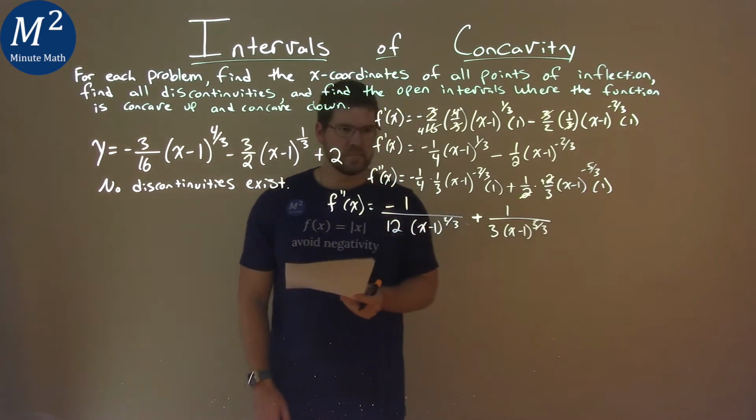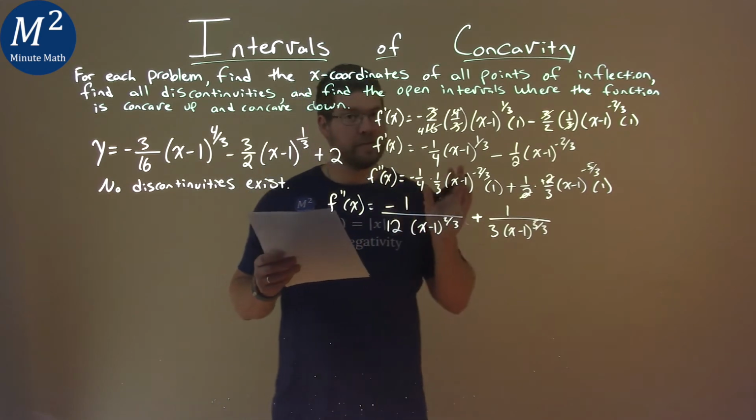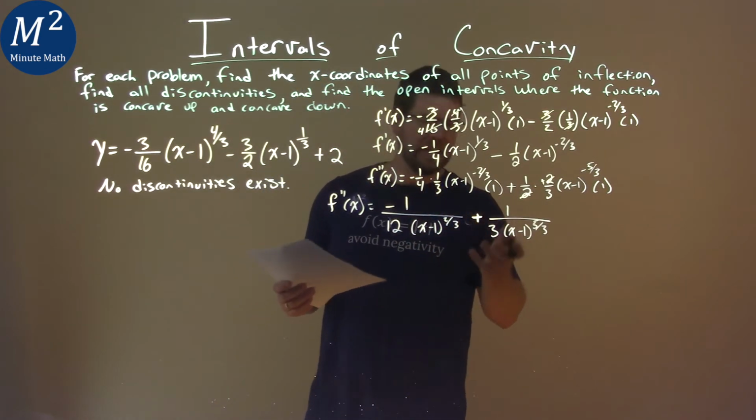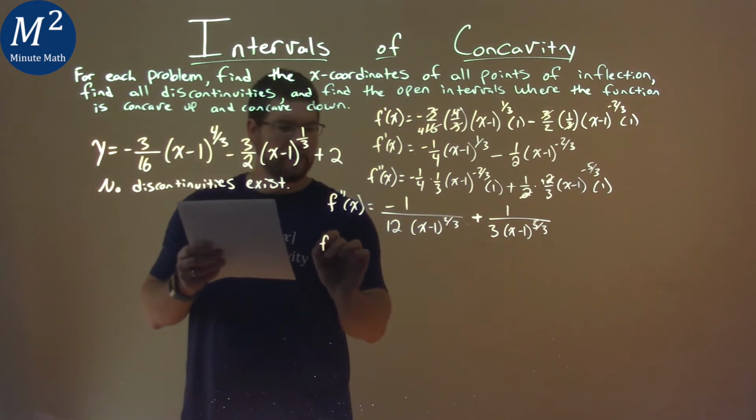Okay. So what can we do here? Well, I want to combine this into one fraction. Just like any fractions, we're going to do the same process. It's just a little more difficult. We have to find a common denominator. So I take my f double prime of x.